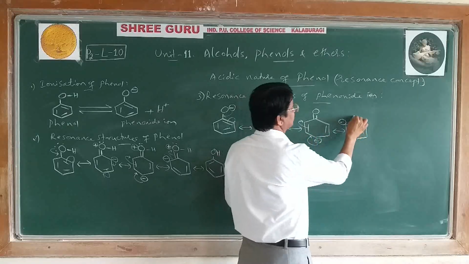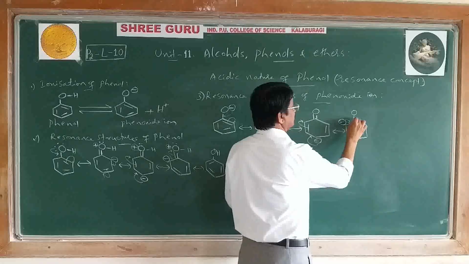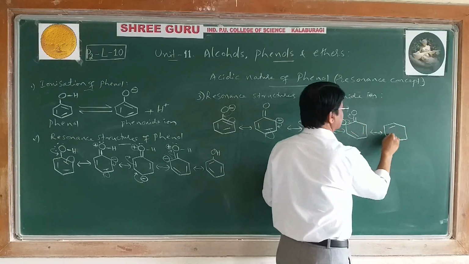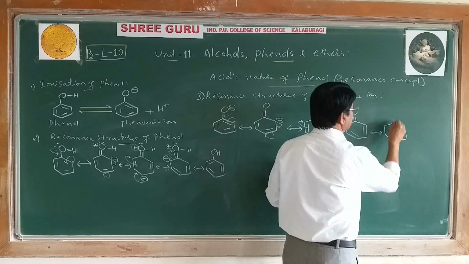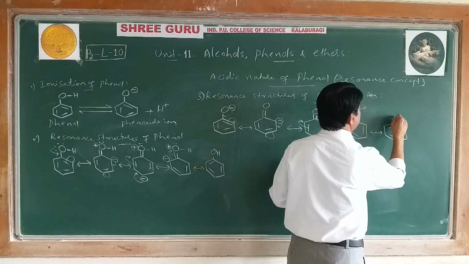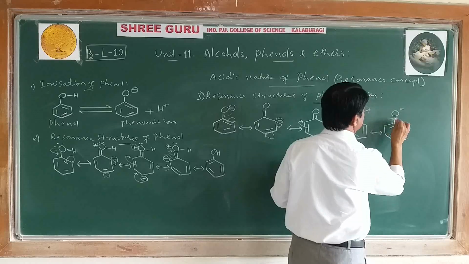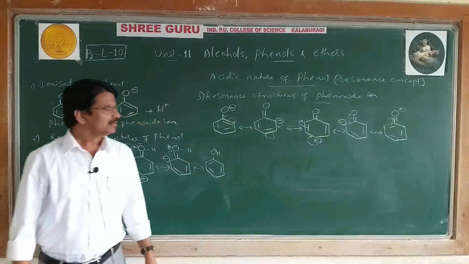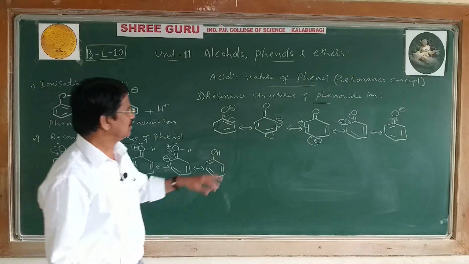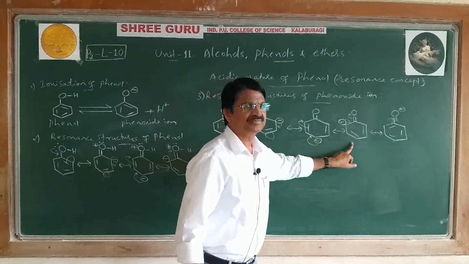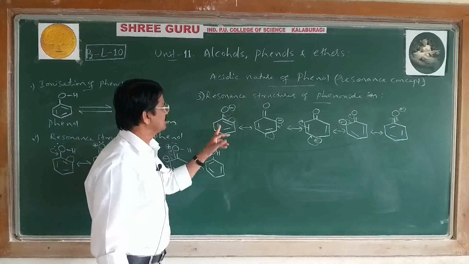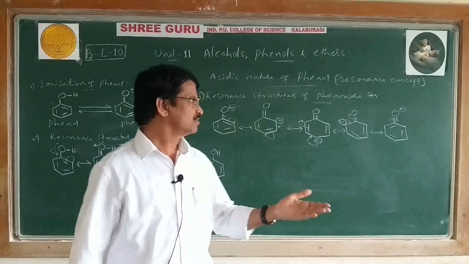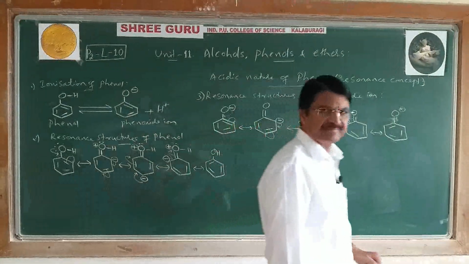Double bond here, and finally we get the same structure, but a change in the position of the bond occurs. Sorry, this is O negative. Okay, just see the structures 1, 2, 3, 4 up to this. In all these cases, the negative charge disperses, delocalized. Negative charge is delocalized on the benzene ring.